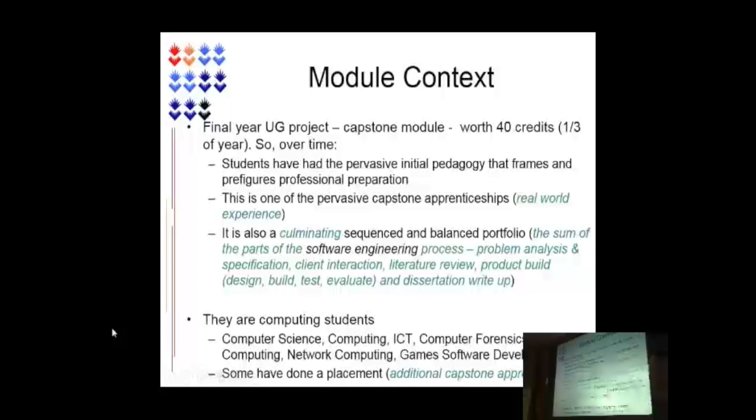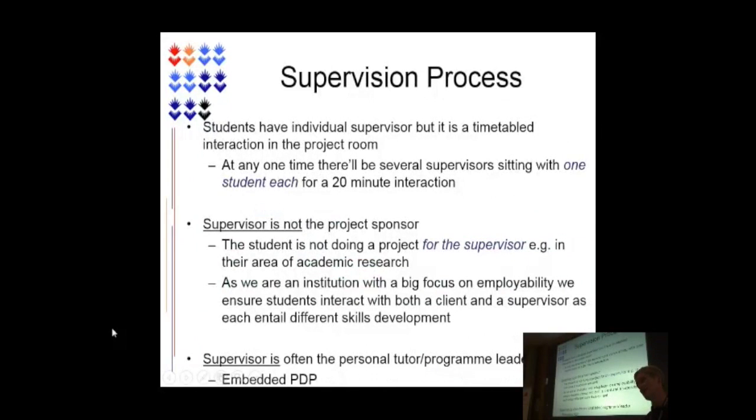The supervision process, so it is individual supervision, but it happens in a project room. So it's on the students' timetables, it's on the supervisor's timetables, and for 20 minutes at a time, one supervisor will be sat with one student having a look over the work that they've done since they last saw them. But it's important to note that on our module, the supervisor is not the project sponsor or client.